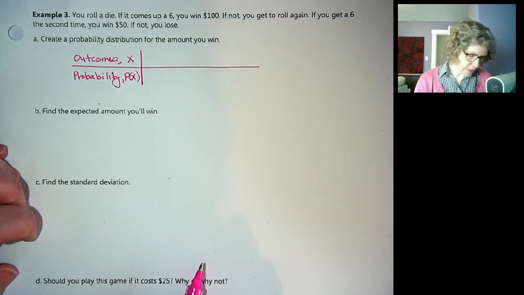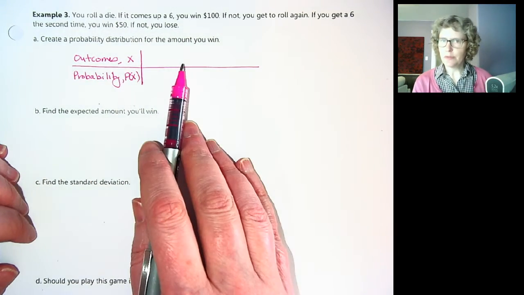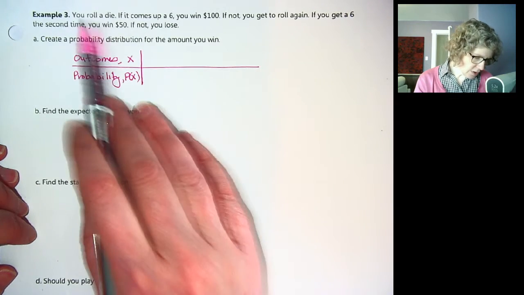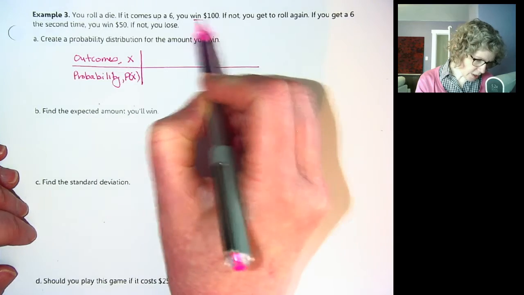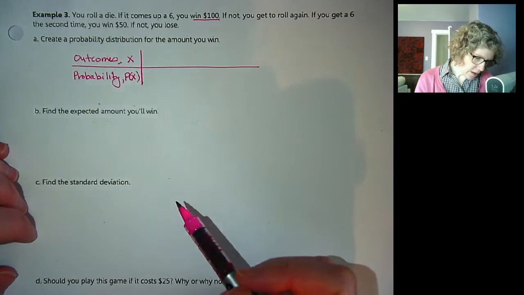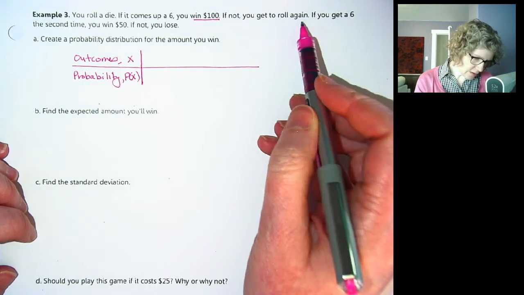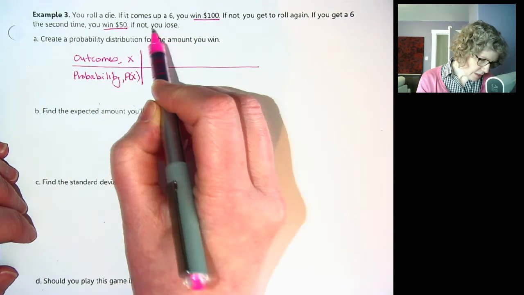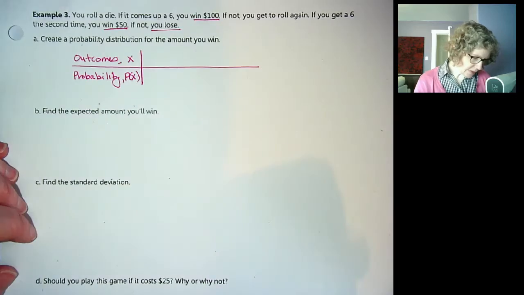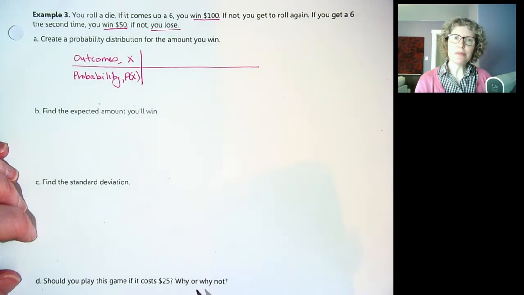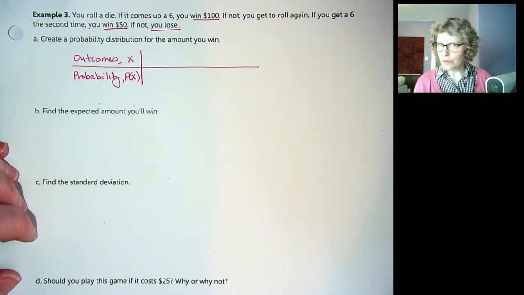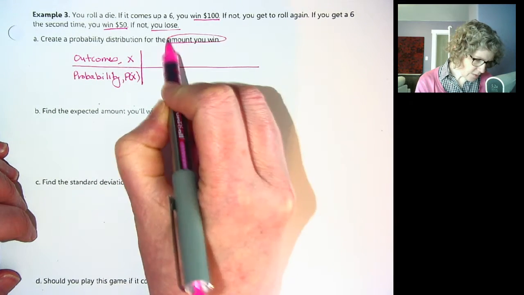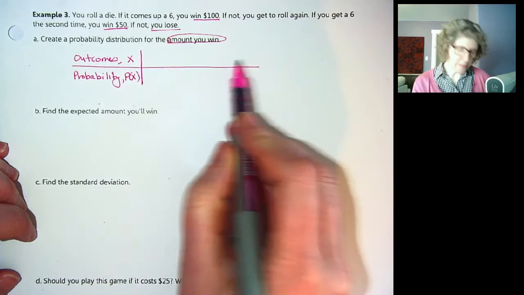Okay, so what I like to do is list all the outcomes first and then try to figure out what the probabilities are. So you roll a die. If it comes up 6, you win $100. If not, you get to roll again. If you get a 6 the second time, you win $50. If not, you lose. Okay, and then the other thing we want to make sure is that we're making the distribution for the right outcome. This one says the amount you win. So we need to be sure to put the winning amount up here.